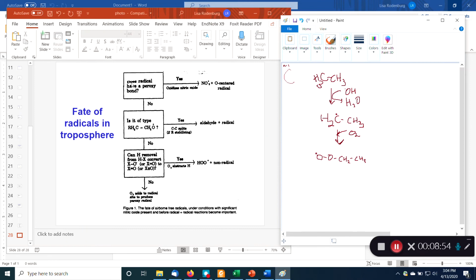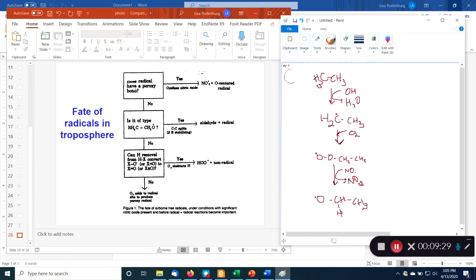I'll go back to my flowchart. Does it have a peroxy bond? Yes. Then it oxidizes nitric oxide. So I can draw this, and we'll draw our little loop here. NO comes in, just plain NO, and becomes NO2. So we now just have one oxygen here, still a radical. CH, and I'm going to draw this hydrogen here explicitly because that's important. CH3. Still got a radical, so what happens next?